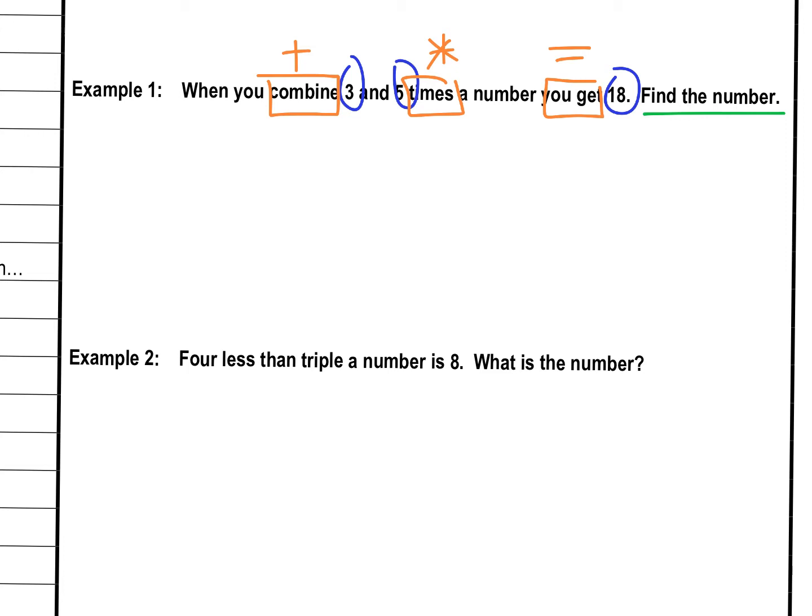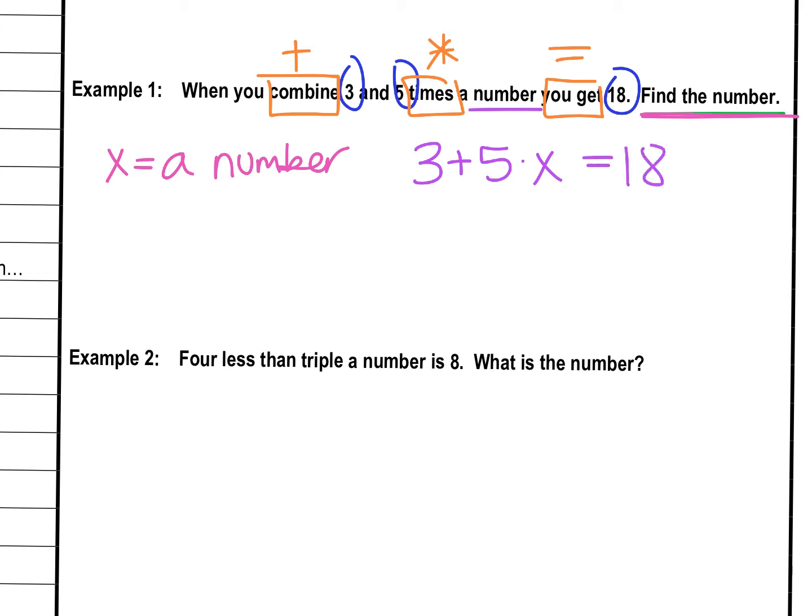And so by simply annotating this, I was able to really help myself figure out what this equation will look like. But before I can do this, I need to define my variable. I'm going to use the letter x, and remember the variable is helping you figure out what you are solving for. I'm finding the number, so x is just going to be a number. In my equation, now I need to turn this sentence into math. Combine 3 and 5 times a number. Here's that number again. 3 and 5 times my number. I don't know the number, it's my variable. You get 18.